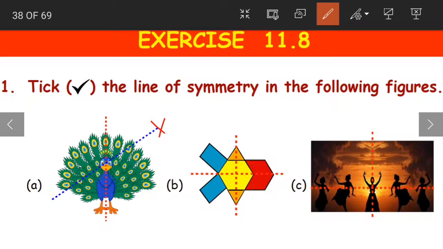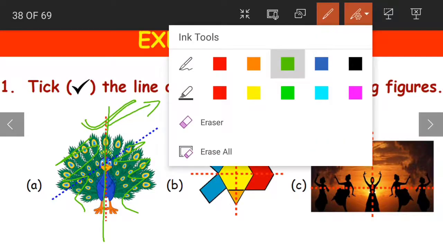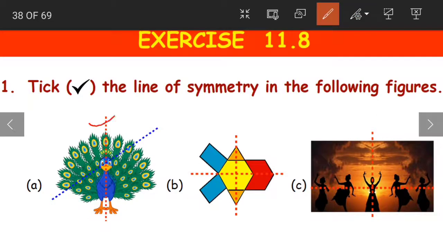Now coming to the red line here, this dotted line. Now when you observe both the halves, that is this one and this one, we can see that both the halves are exactly the same. They are the mirror halves of each other. So that is why this line we can call the line of symmetry. Is this clear, children? From the given two lines, the red line is the line of symmetry here.